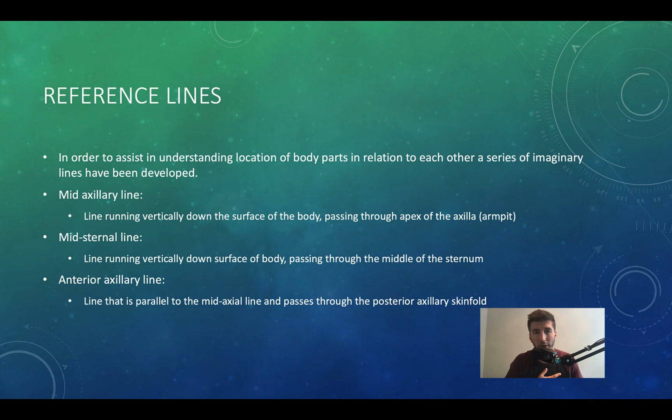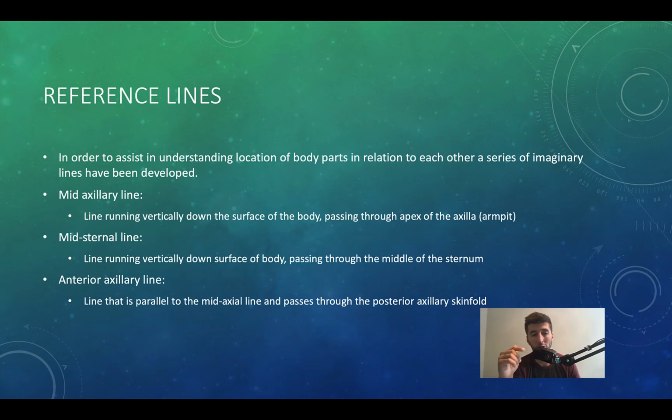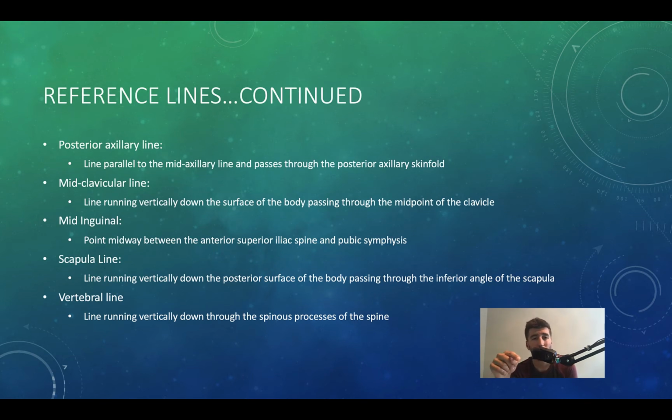I've got pictures for all these on the next slide, don't worry. Then you're also going to have the anterior axillary line. That's going to be a line that is parallel to the mid-ax, so the line running right down the middle of the ribs, cutting the armpit in half. But it's going to go through the posterior axillary skin fold. That should say, I'm an idiot, that should say the anterior axillary line should pass through the anterior axillary skin fold. I will change that.